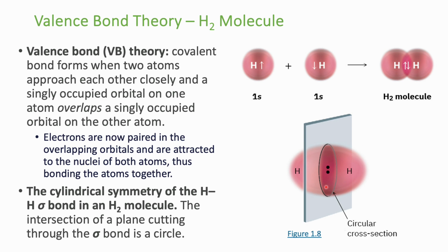Now, this specific overlapping of these s orbitals forms a sigma bond. Sigma is denoted by this Greek letter, which is sigma. It's the lowercase sigma, and that's what you get when you get two s orbitals overlapping.